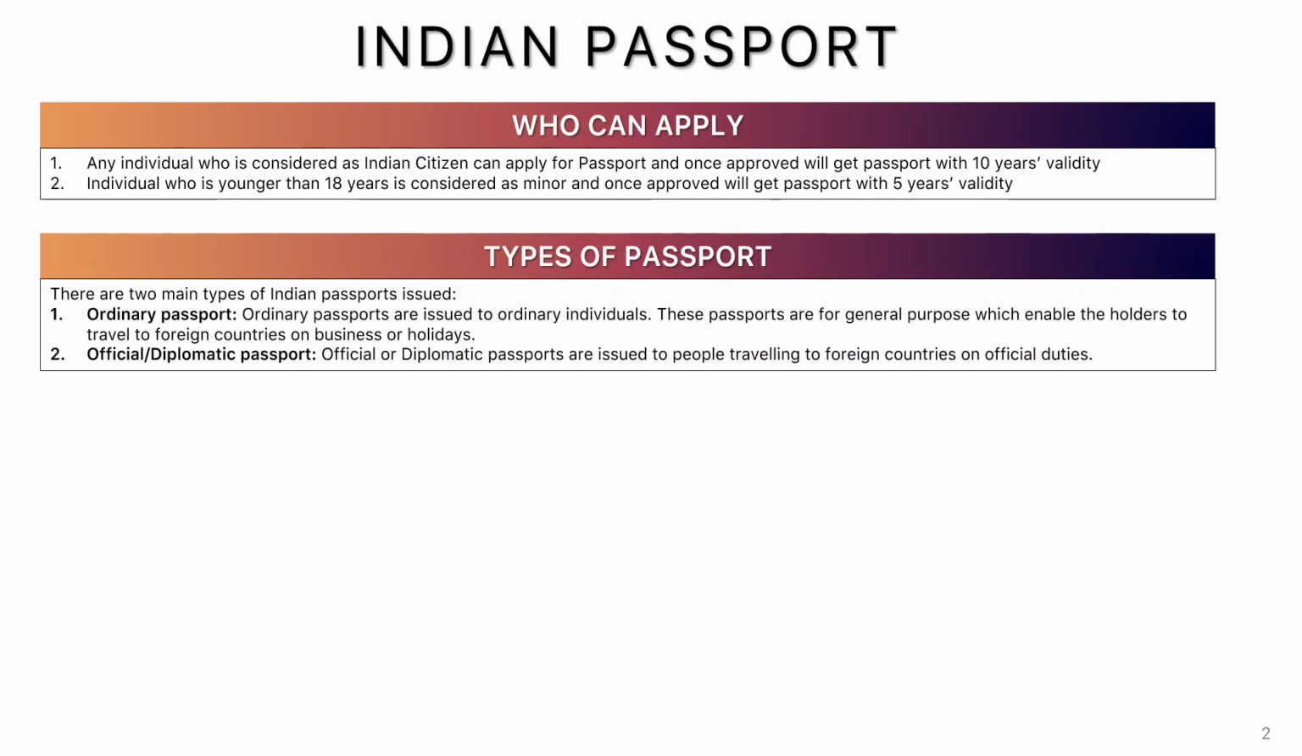What are the types of passport? There are two types of passport: an ordinary passport, which can be used by an individual to travel abroad on business or for holidays, and the second is the official or diplomatic passport, which can be used by government officials to travel abroad on official duties. Most people will apply for an ordinary passport unless they are in government service.